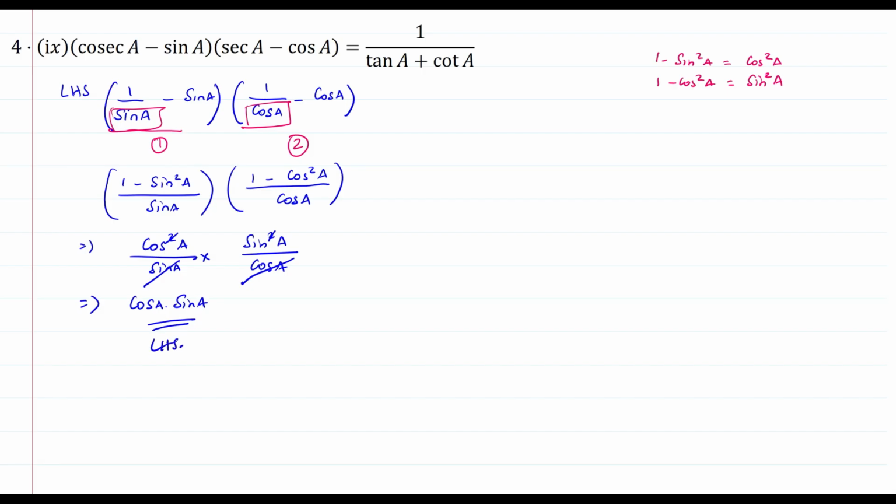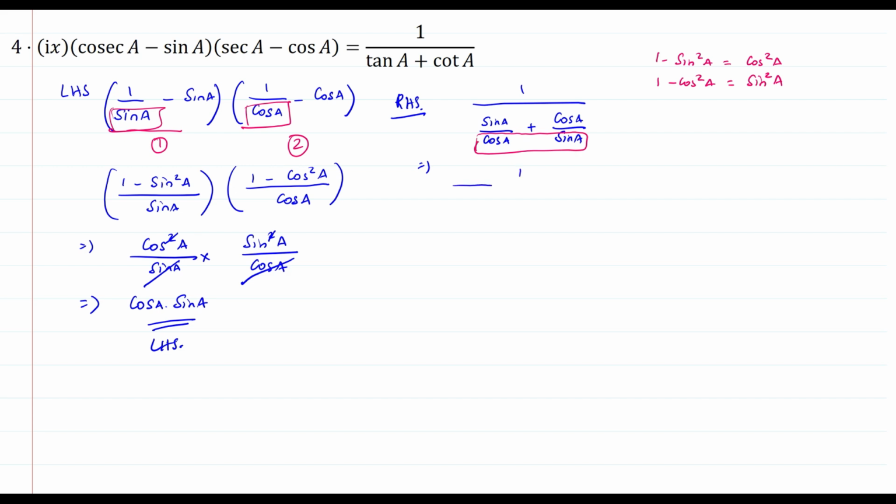Now let's go to RHS. RHS: 1 by tan A plus cot A. Now instead of tan A, we'll write sin A by cos A, and cot A as cos A by sin A. So 1 divided by sin A by cos A plus cos A by sin A. Now we take LCM. Only the denominator part we see.